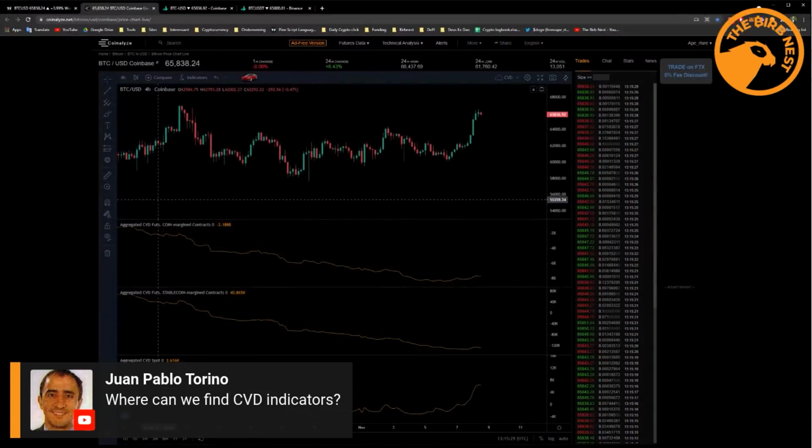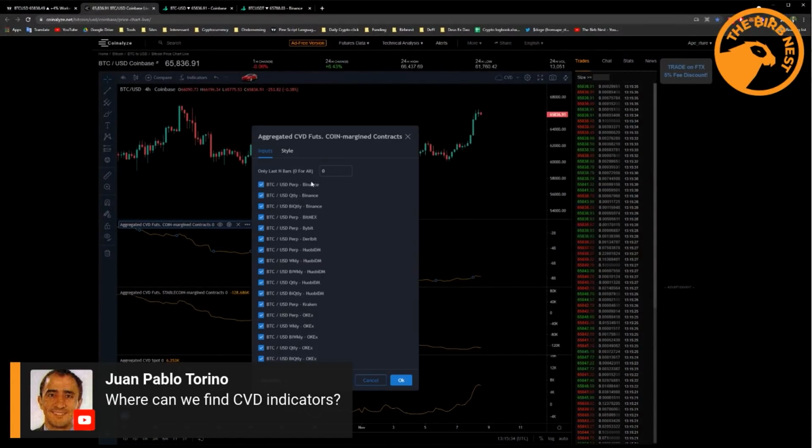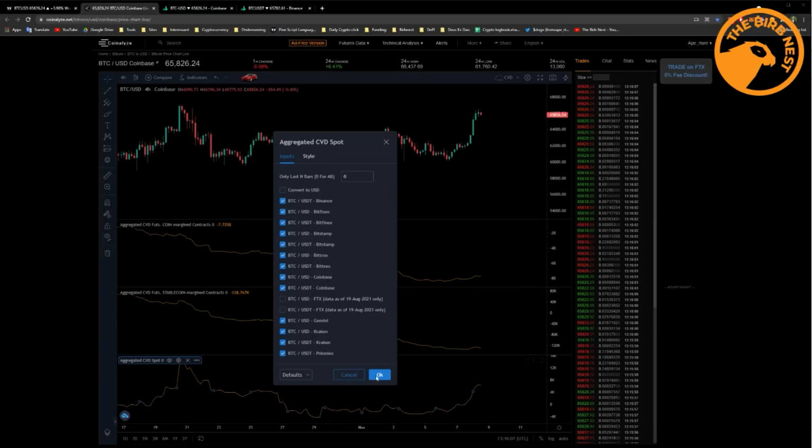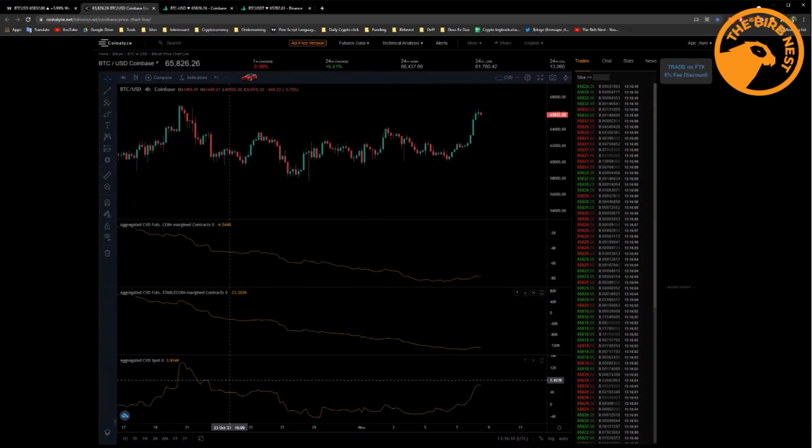And the thing about the aggregated CVD is that it aggregates across multiple exchanges. I'm not sure if we can choose which ones. Yes, you can. That's absolutely great. So it adds them from multiple exchanges, and you can choose which ones. But I think it's great that you can see the general direction. That general direction is awesome, because it's across the market, and it shows the general consensus in the market across exchanges. So that's why I like the aggregated.